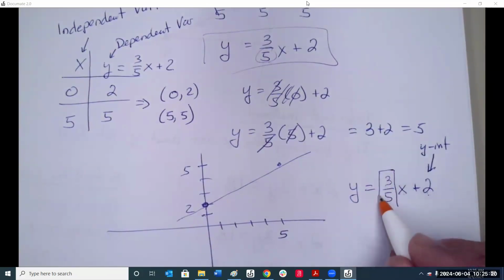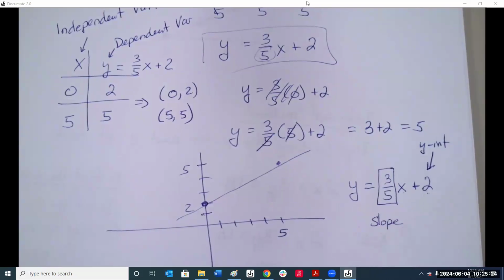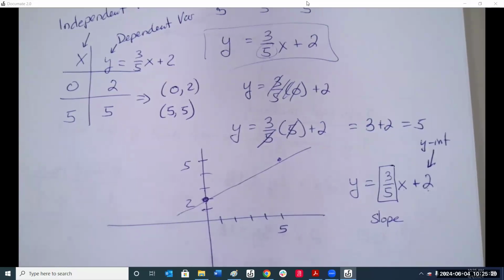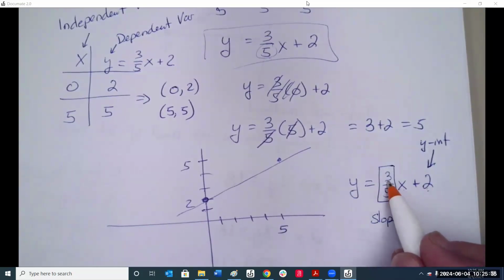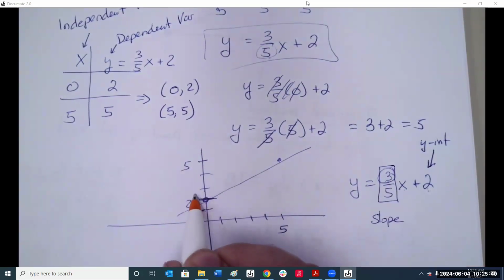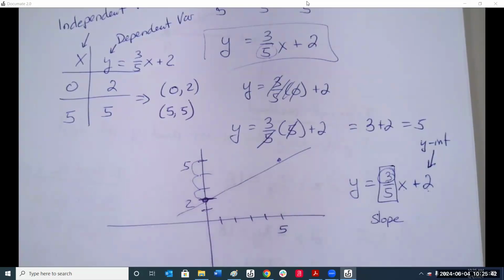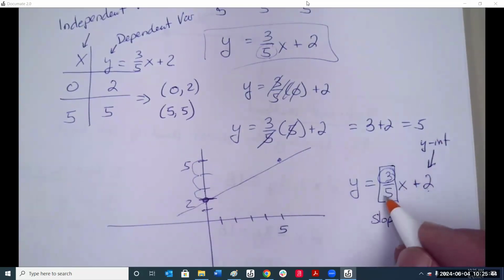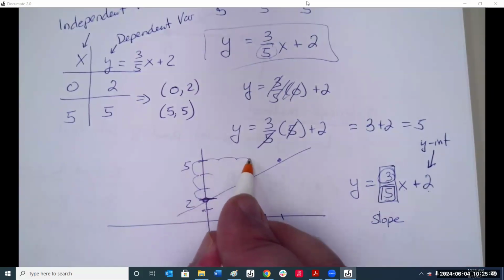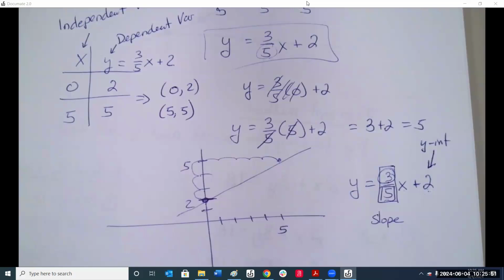This number in front of the X is called the slope. Every pair of points has to have a relationship between them. Since the top number is positive, from this point, we go up 3. 1, 2, 3. And then, since 5 is positive, we go to the right 5 spaces.